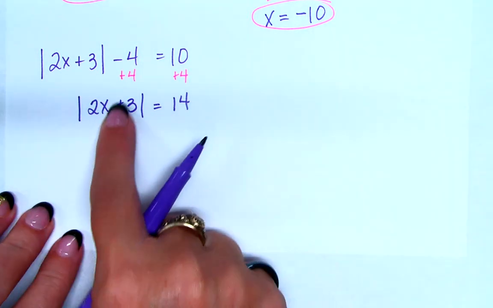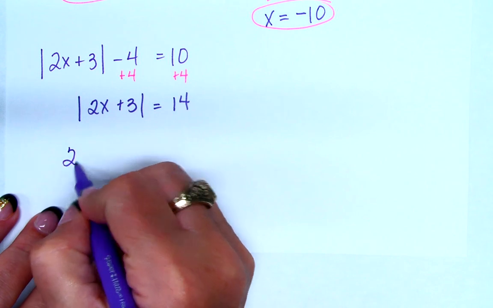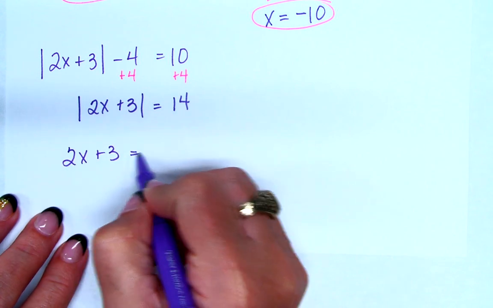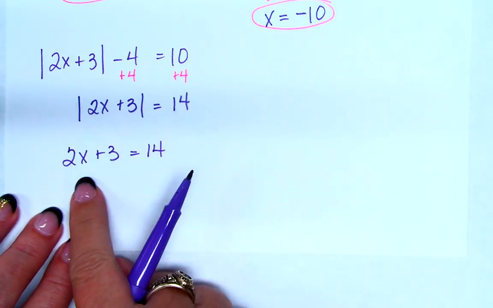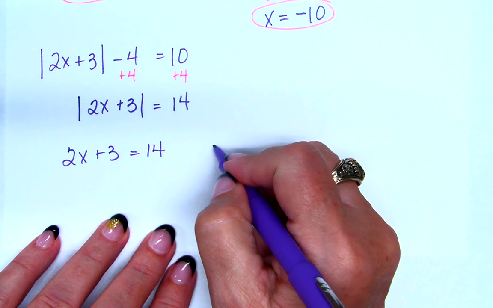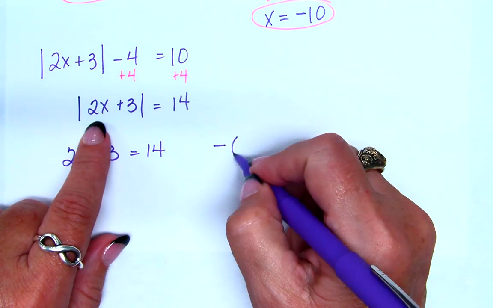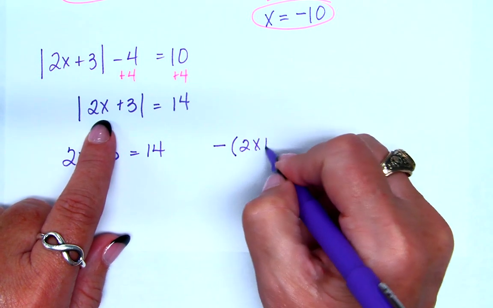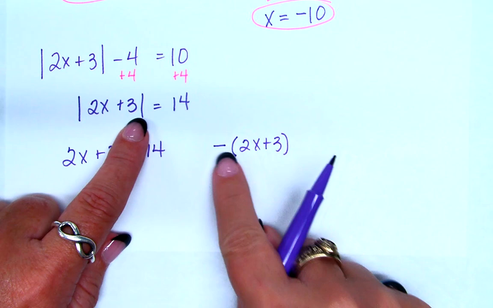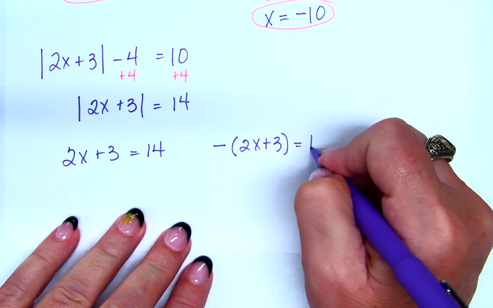My first equation is whatever's inside, I just write it down. And that's what we call the positive version of it. And then, whatever's inside, I put in a parenthesis after a negative sign, right here. And that's our negative version.